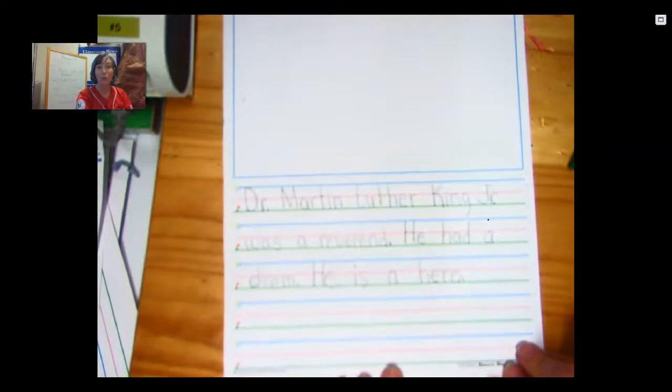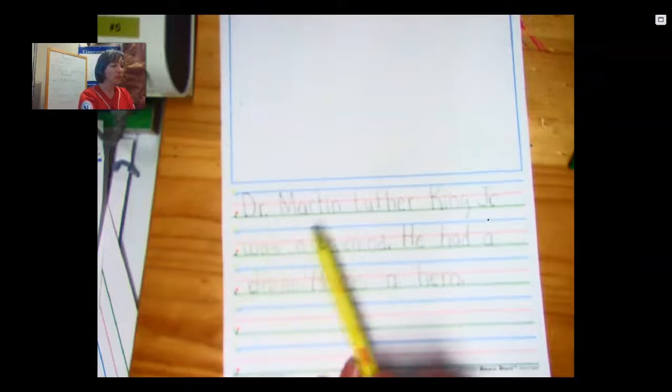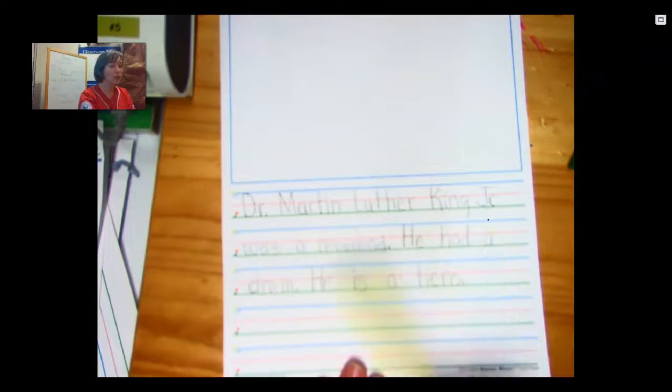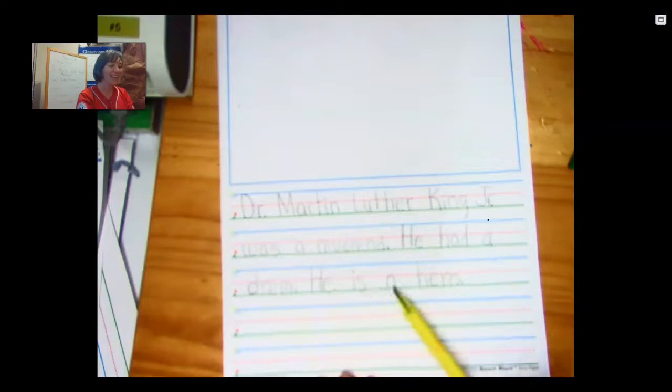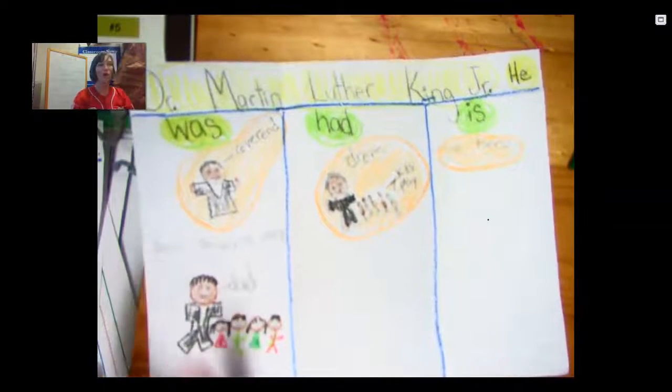Let's read. I'm going to read my words to you. You go ahead and read your words to someone at home. Dr. Martin Luther King Jr. was a reverend. He had a dream. He is a hero. Wow. 3 sentences. And now we know who Dr. King is. And now we might understand why he has a whole day in January dedicated to him.